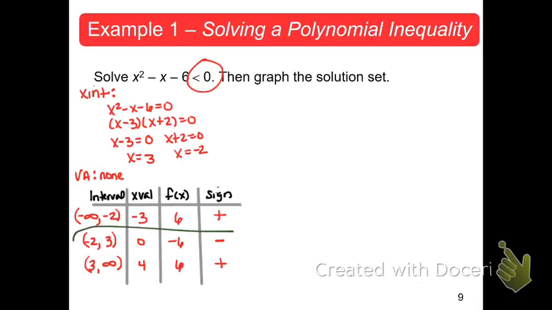Well, we have a negative sign right here. And where is that interval? That interval then is between negative 2 and positive 3. And that is our solution.